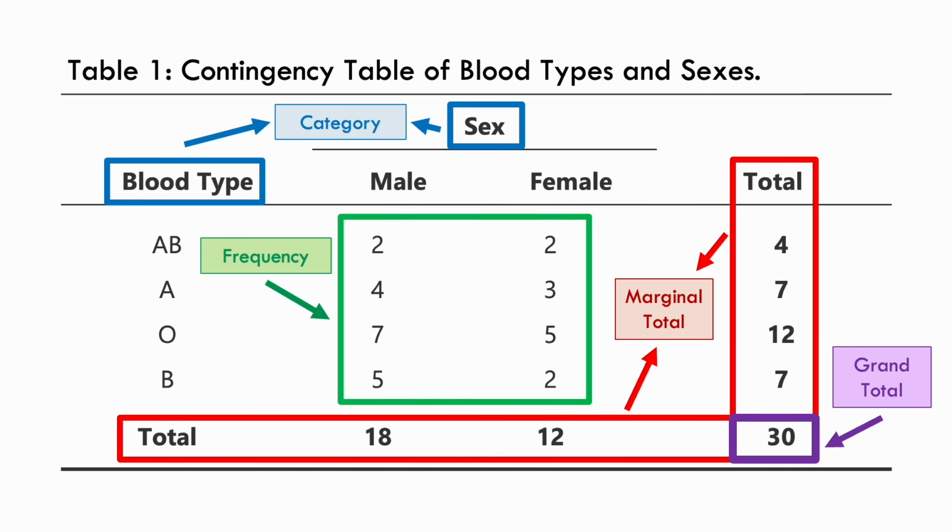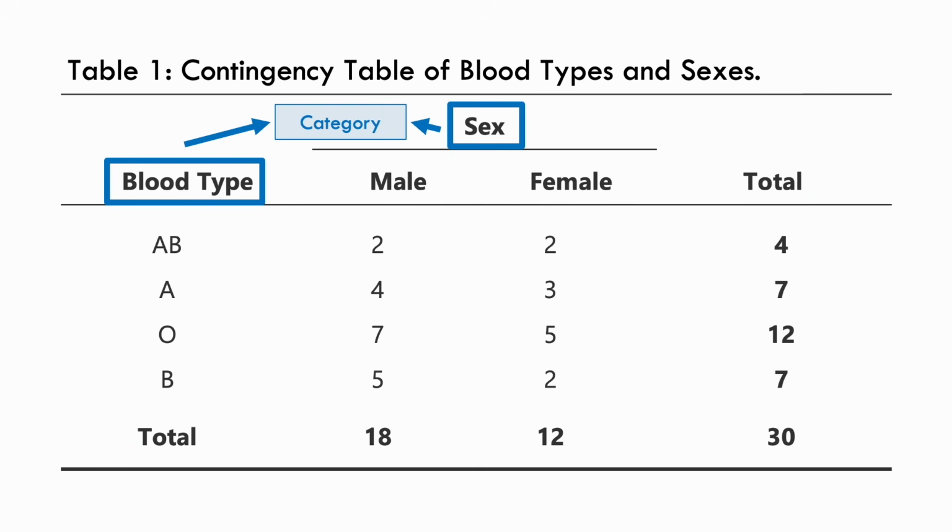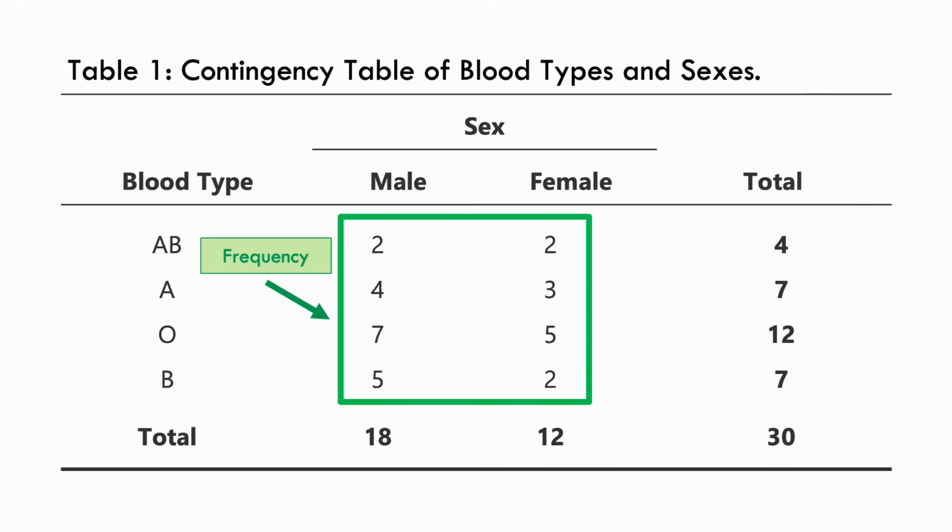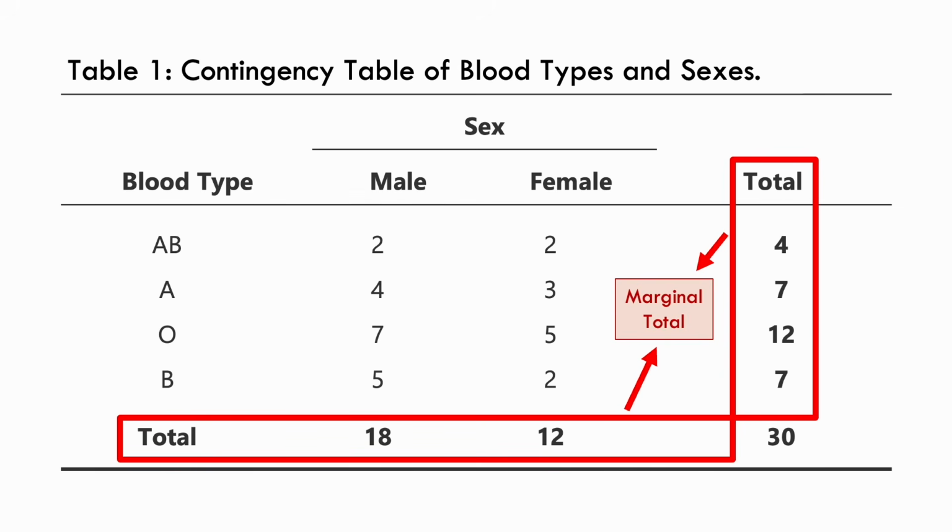Before we interpret our table, let's first identify its important parts. First, we have the categories. These are the different groups or classifications of our qualitative variables. In our example, the categories include the different blood types and sex categories. Next, we have the frequency. Frequency refers to the number of respondents belonging to a particular combination of categories. For example, if we look at blood type O and male, the frequency is 7, meaning there are 7 male respondents with blood type O. Next, we have the marginal totals.